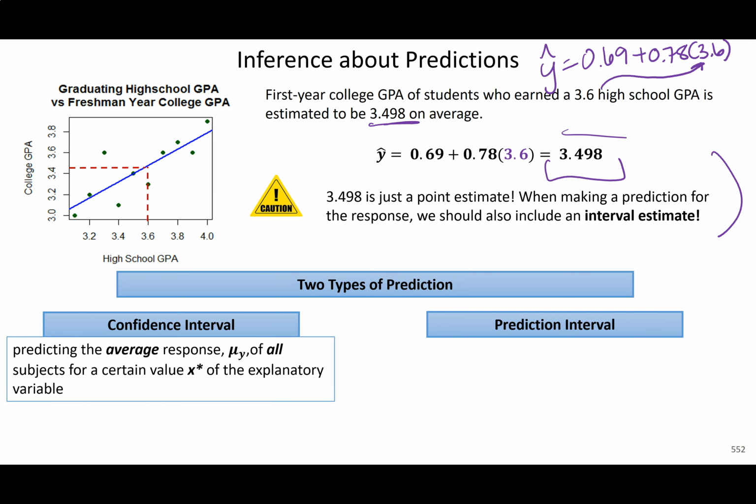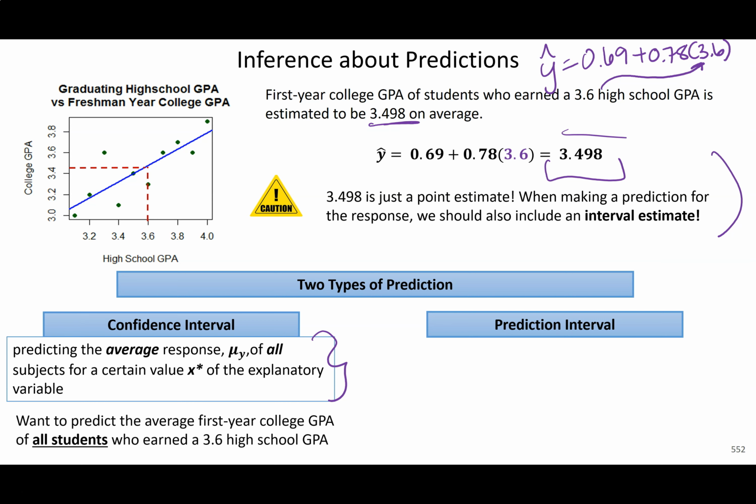So a confidence interval in this context predicts the average response for everyone in that population with that specific value of x. So this would be if I want to estimate or predict the average first year college GPA for all students who earned a 3.6 in high school. So that's the key thing. The confidence interval is for everybody, it's for the population, it's the average. So we're predicting the average for everyone.